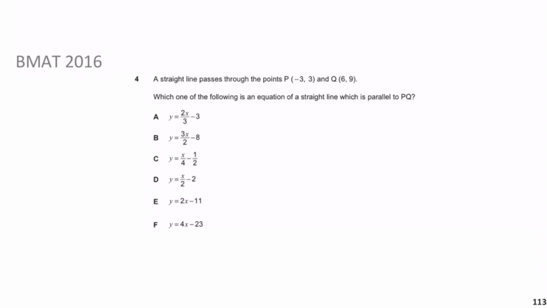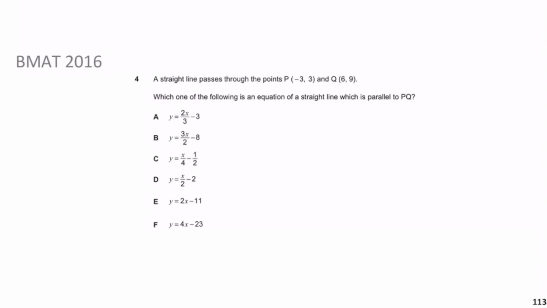So it's asking which is the equation of the line which is parallel to PQ, right? When you're talking about parallel, remember, the gradients are equal, whereas when it's perpendicular, the product of the two gradients, when you multiply them, should be minus 1, right?